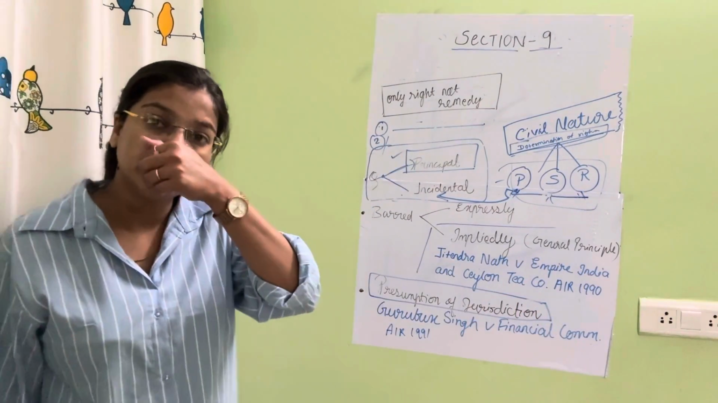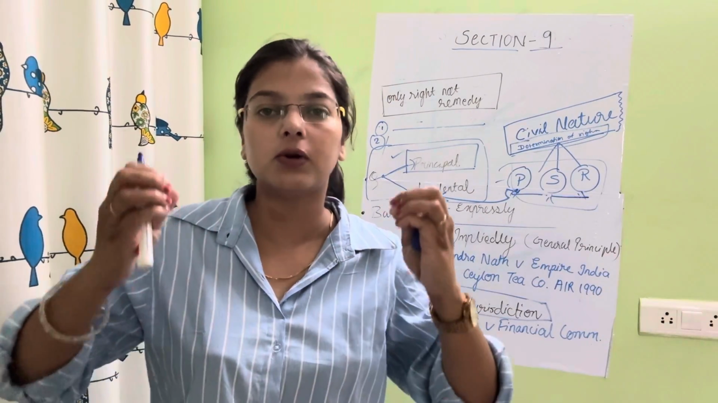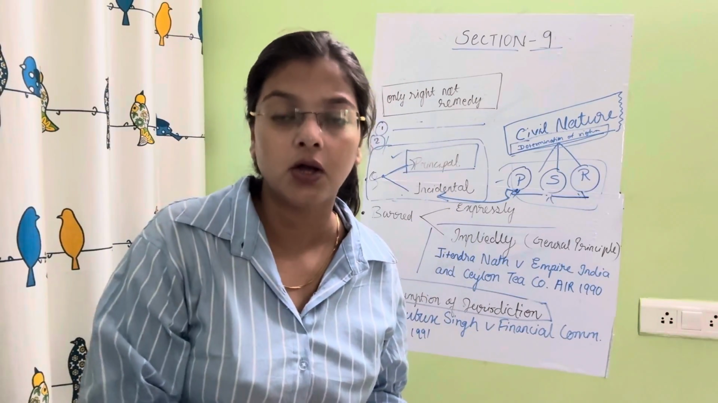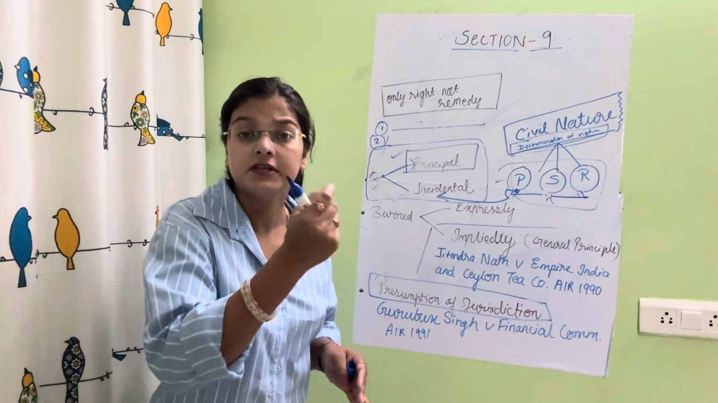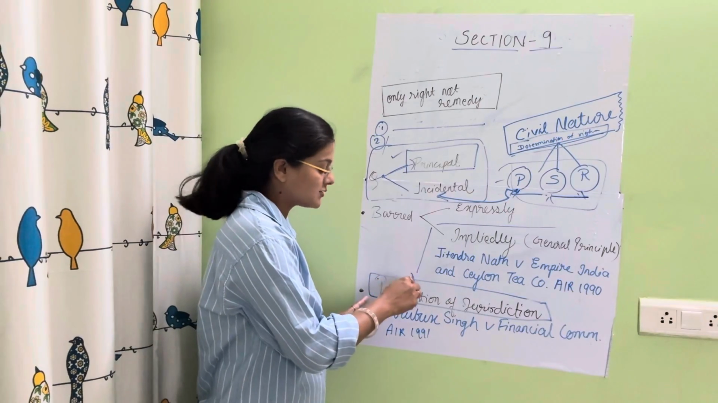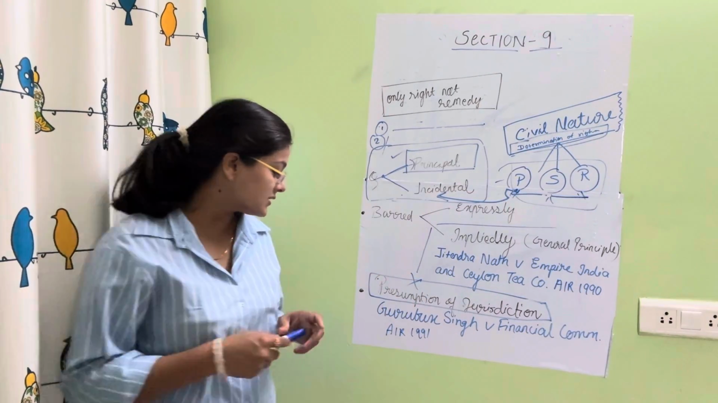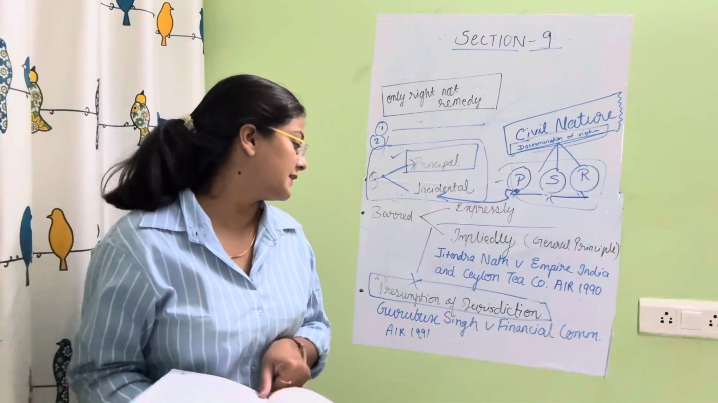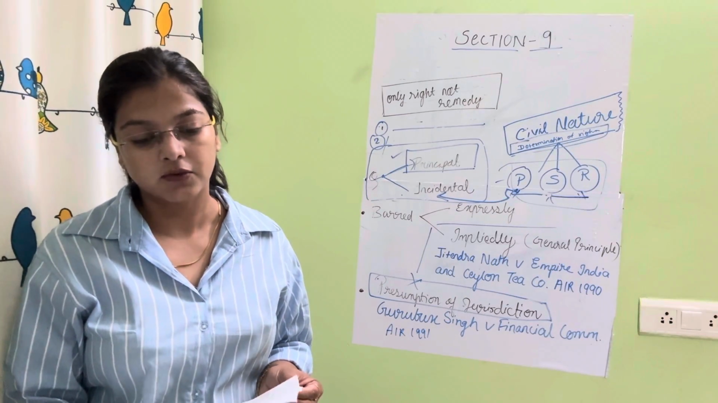Understood? And lastly, there is always a presumption of jurisdiction. So generally, the presumption is that the court has jurisdiction. You have to either rebut it or produce a statute, a provision which clearly says that this particular court has no jurisdiction here. This was held in the case of Guru Bakhsh Singh versus Financial Commissioner.